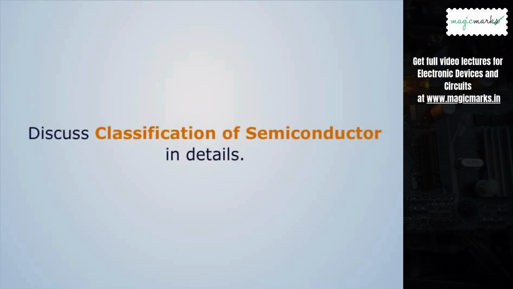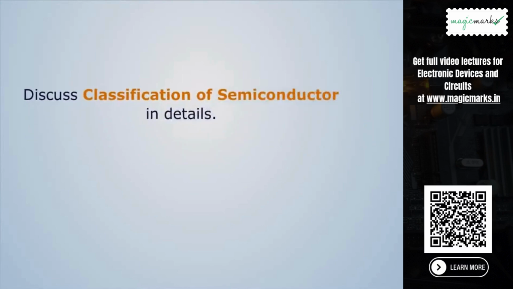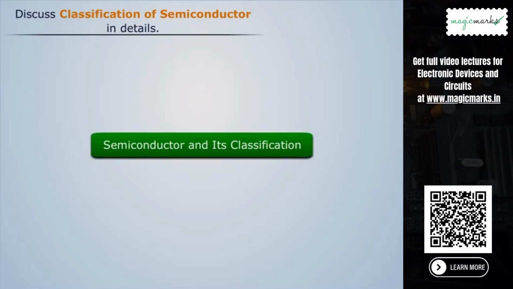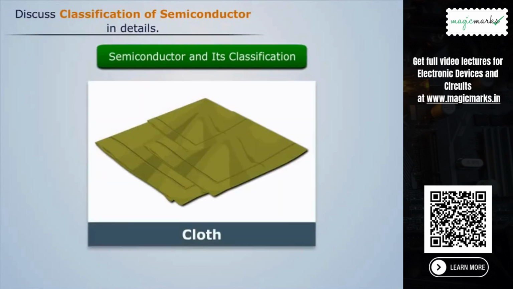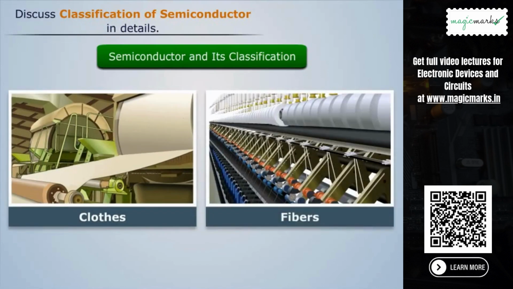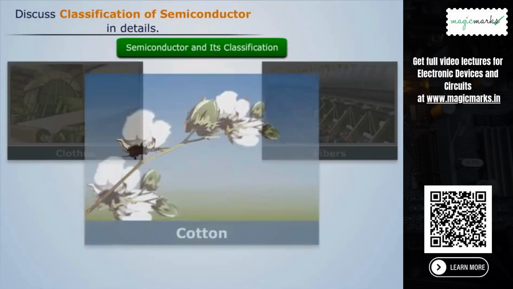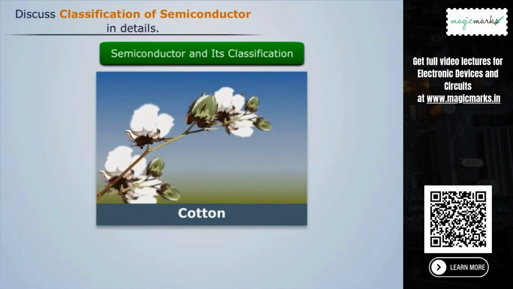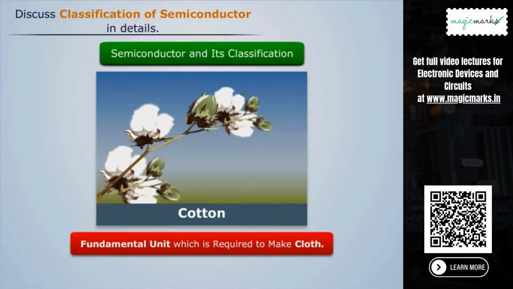Discuss classification of semiconductor in detail. To understand semiconductor and its classification, let us start with a very basic thing, cloth. We know that these clothes are made from fibers, which are obtained from cotton. So cotton is that fundamental unit which is required to make cloth.